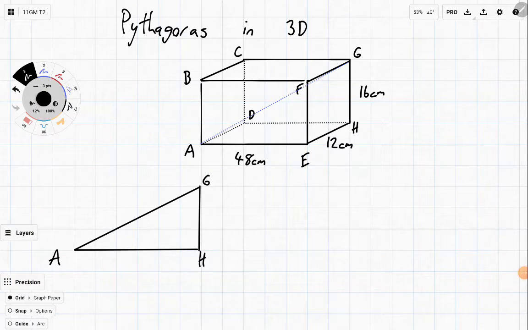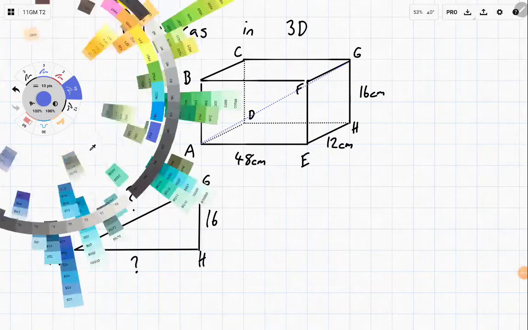There's a cross section of this. We know this is 16. This is what we want. And unfortunately, we also don't know this one, so we actually don't know AH yet. So, sub-problem. Let's find AH.